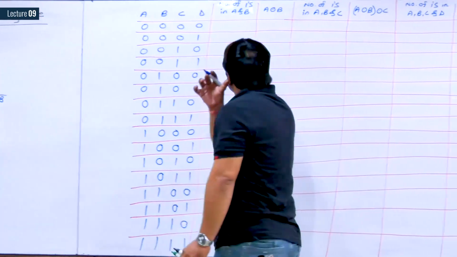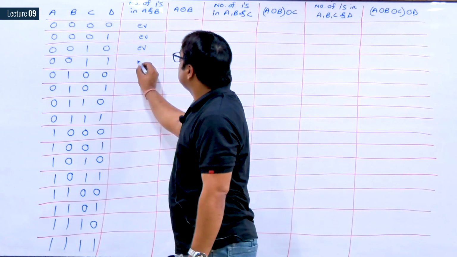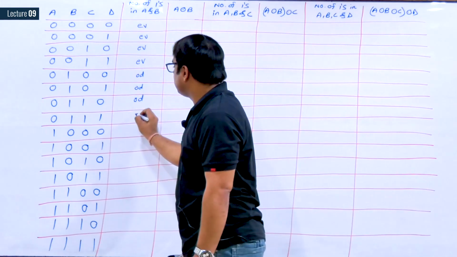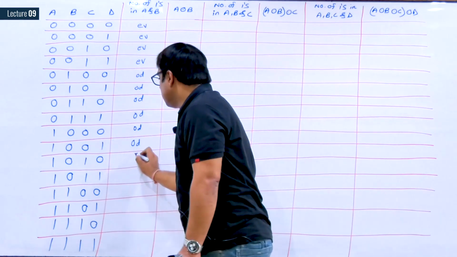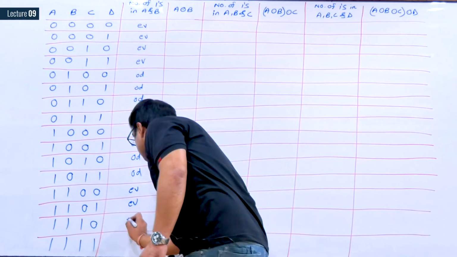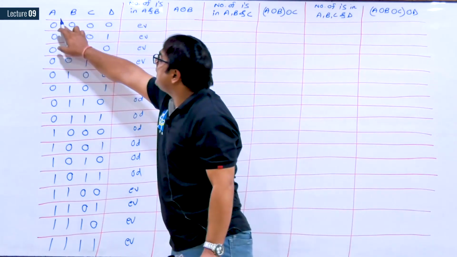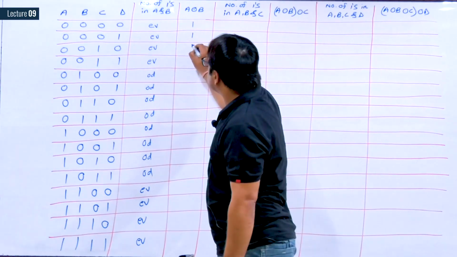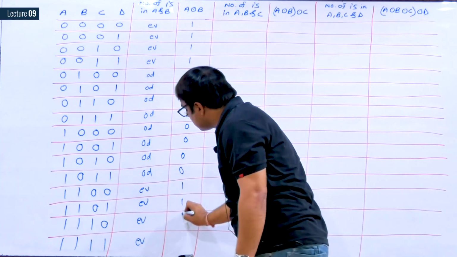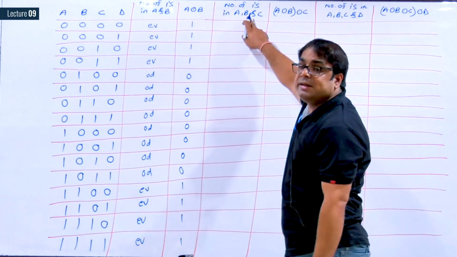First, I will see A and B only. Number of ones in A and B: even, even, even. Single one, odd. Single one, odd. Single one, odd. Single one, odd. Two ones, even. XNOR is an equality detector. Equality means equal inputs, output one. Unequal, zero.